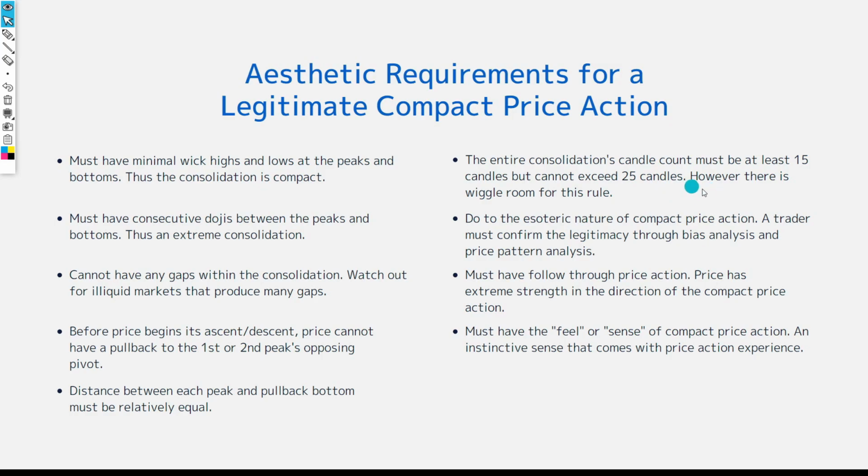And the entire consolidation's candle count must be at least 15 candles, but cannot exceed 25 candles. However, there is wiggle room for this rule. If you get a compact price action, the number of candles in it cannot be less than 15 candles, but cannot exceed roughly 25 candles. Now, if you start actually looking for this compact price action, you'll start noticing that there are consolidations that are very small, but have all the necessary aesthetics and basic rules to make a legitimate compact price action. However, it's, for example, only 8 candles big.